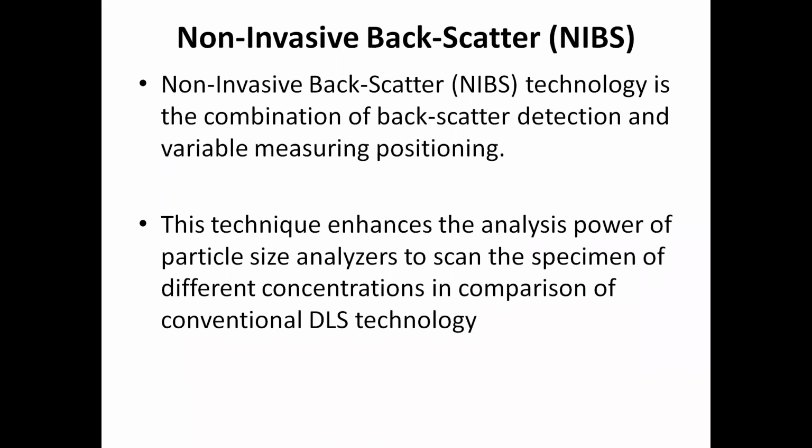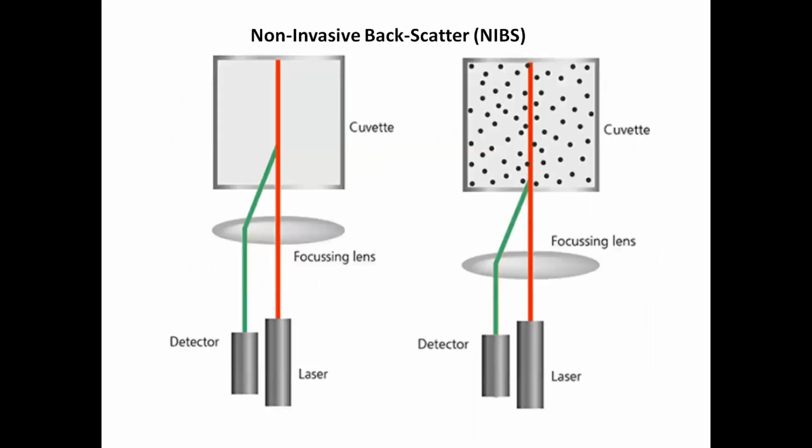The non-invasive backscatter is another technique, but not as popular as the previous techniques. This non-invasive NIBS technology is the combination of backscatter detection and variable measuring position. So you can see this is a combination of techniques, or fusion of techniques. This technique enhances the analysis power of the particle size analyzer to scan specimens of different concentration, in comparison with the conventional dynamic light scattering technique.